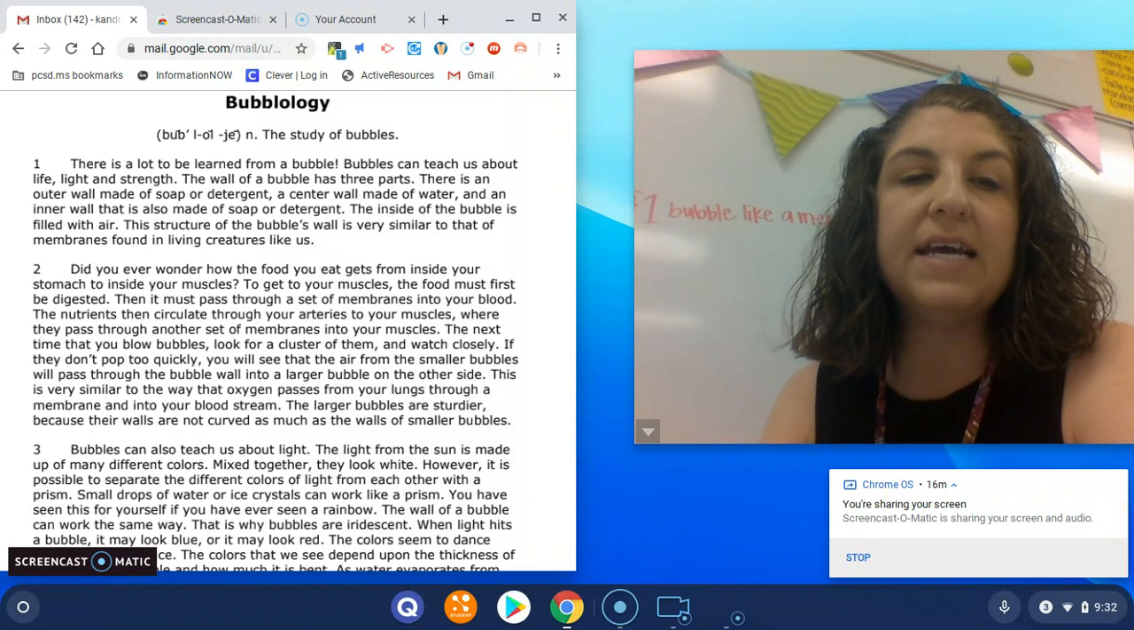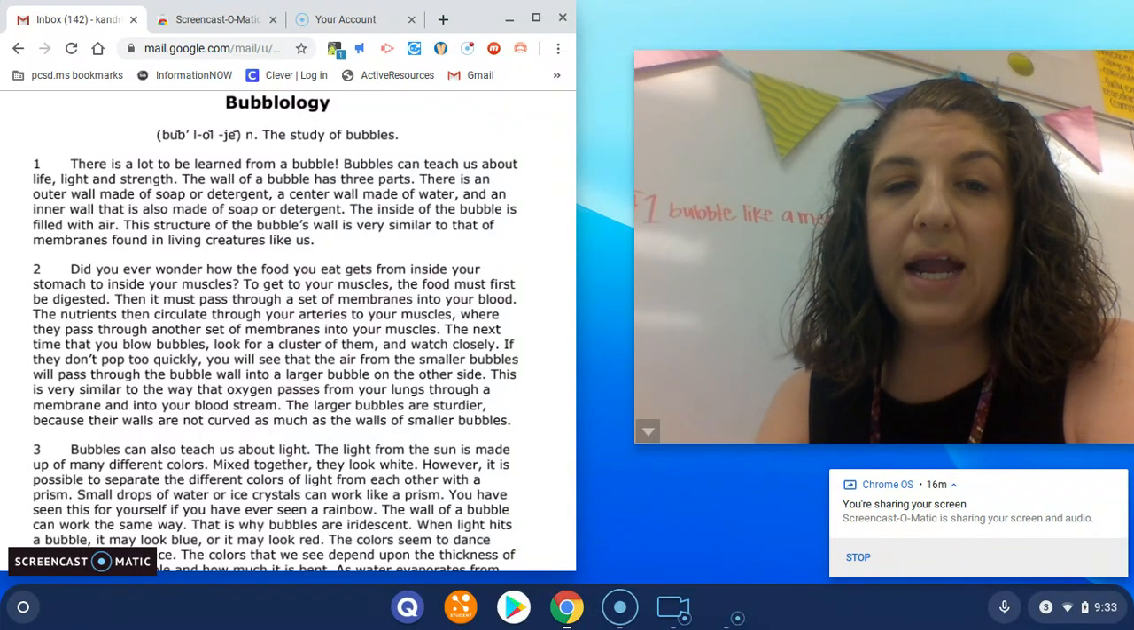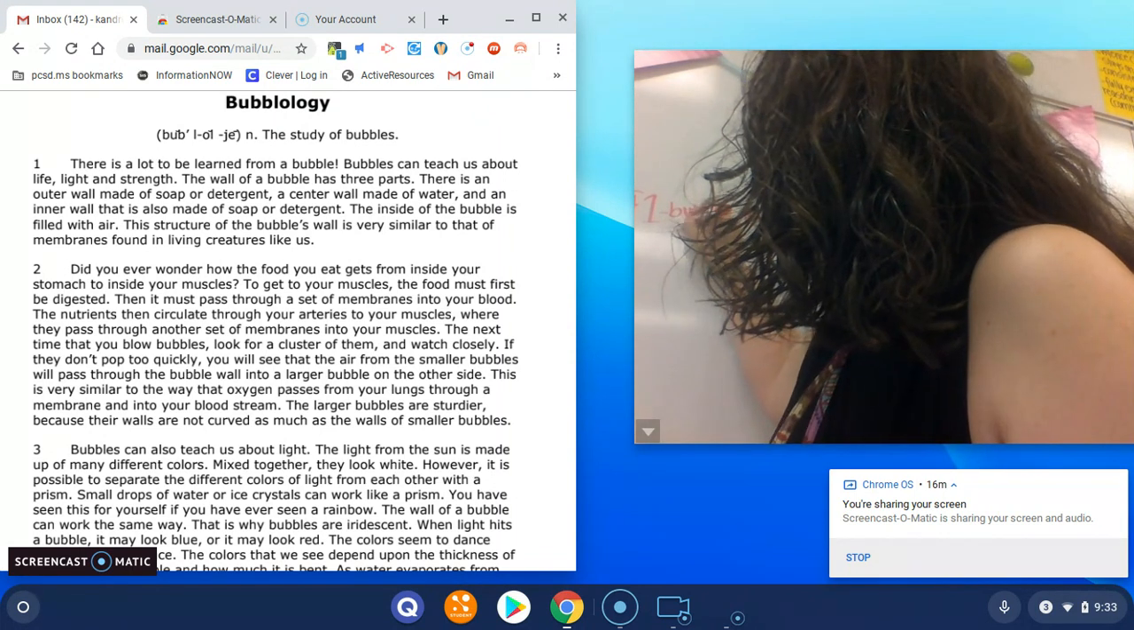Okay, and it doesn't give us specific reasons yet. But it tells us it's like a membrane, and it also tells us that it has 3 parts.